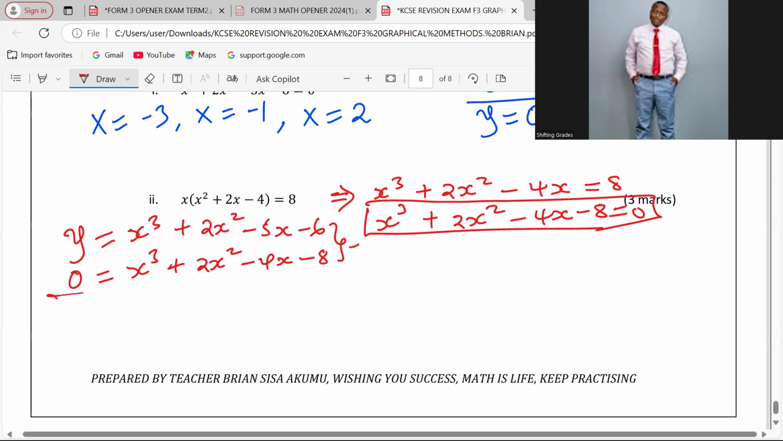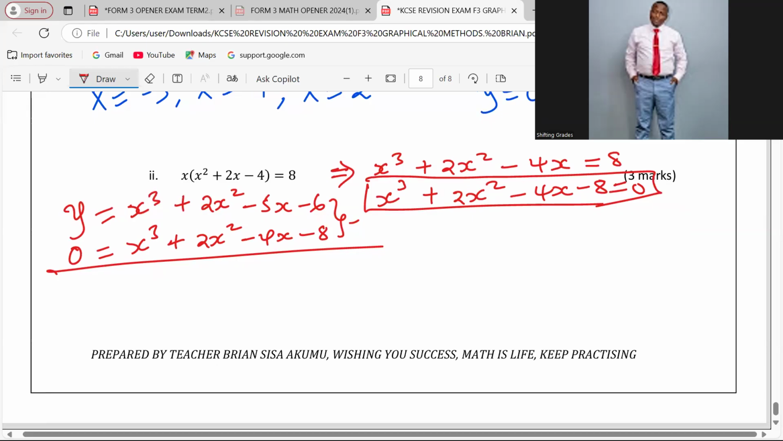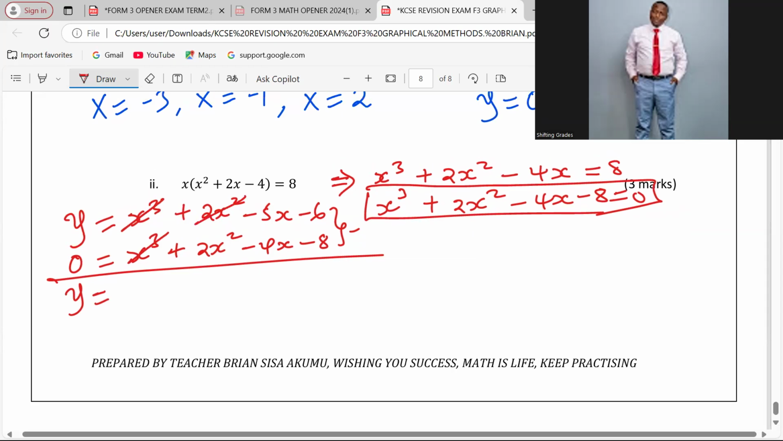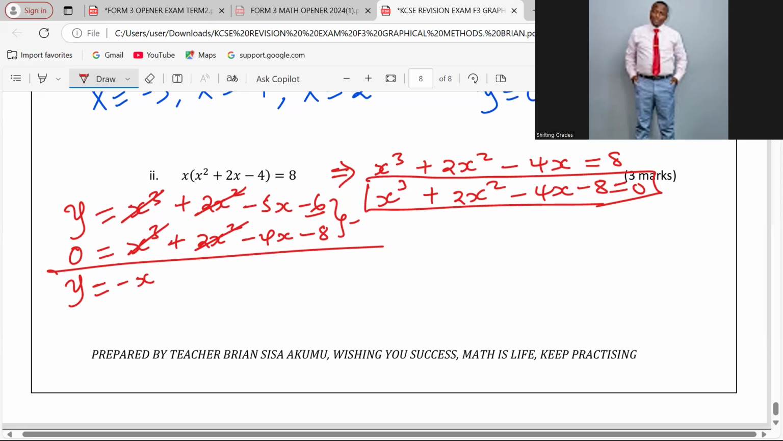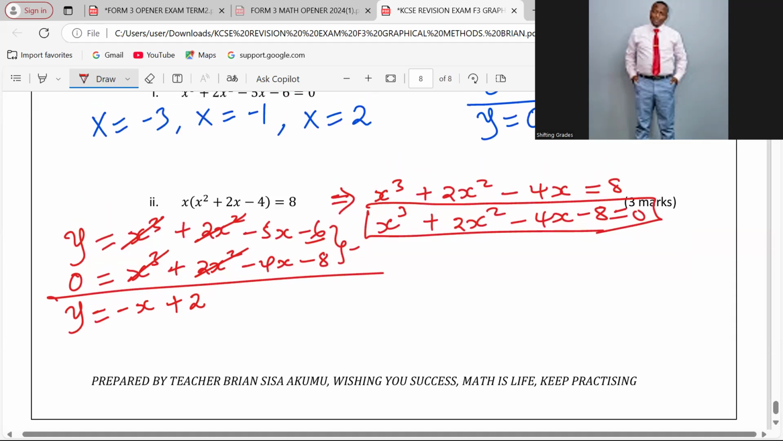And we subtract corresponding terms. Y minus 0 is y, equivalent to x cubed minus x cubed, 2x squared minus 2x squared. Then we talk about negative 5x minus negative 4x. So it will be negative 5 plus 4, giving us negative x. Then negative 6 minus negative 8. It will be negative 6 plus 8, which becomes positive 2. At this point now, because we have gotten the straight line, we need to get a table of values for x and y so that we may plot our straight line.